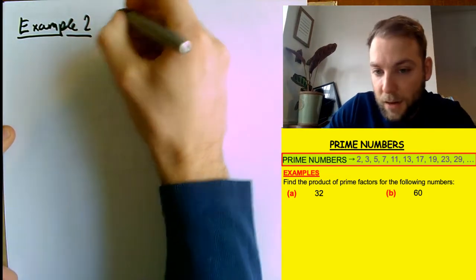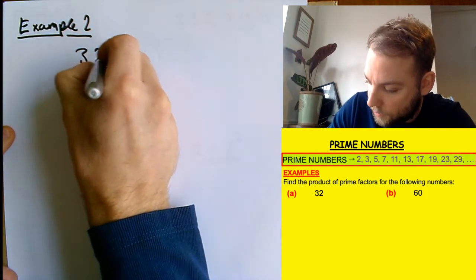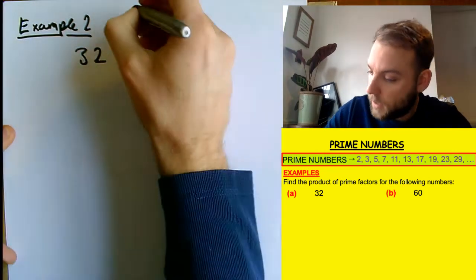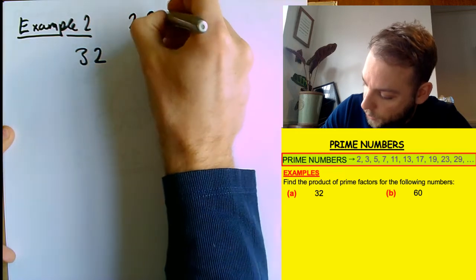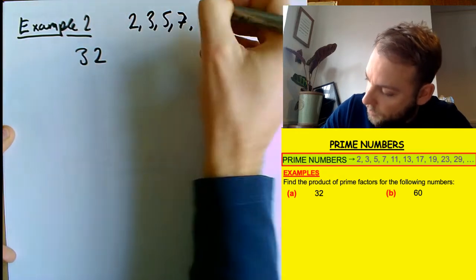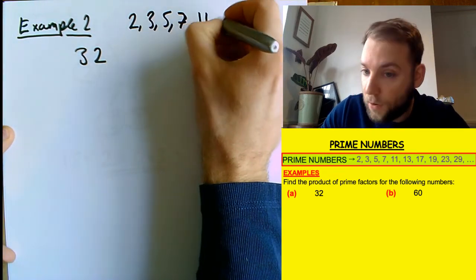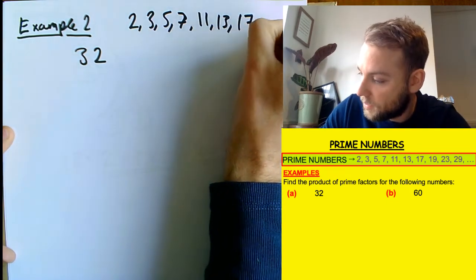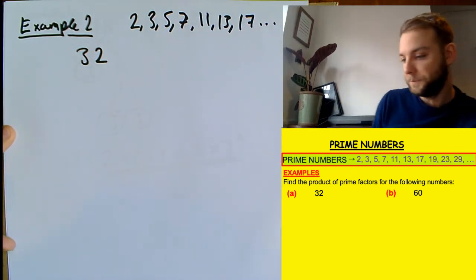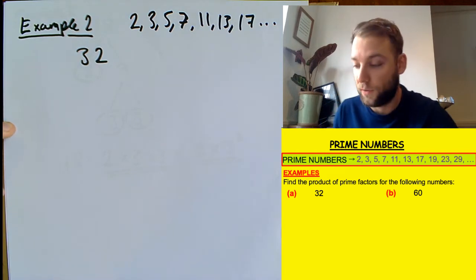I'm going to write down what the question is. It's the product of prime factors for 32. So here my prime numbers are 2, 3, 5, 7, 11, 13 and 17, and so on and so forth. So let's break up 32 first.